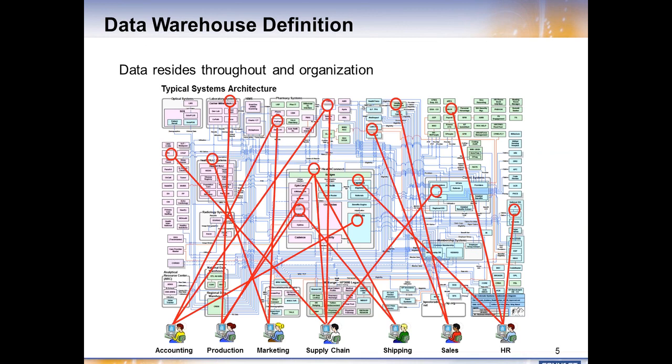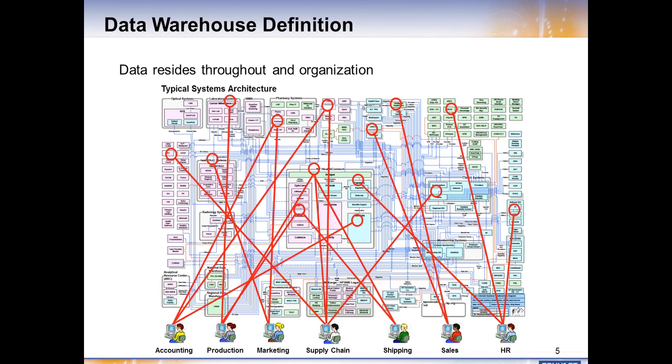So it's very difficult often for these different groups to, number one, get the information they need, and number two, make sure it's right and consistent. So it's a difficult environment to work in. It takes a lot of manual effort. It can be confusing. And that's some of the impetus behind a data warehouse.